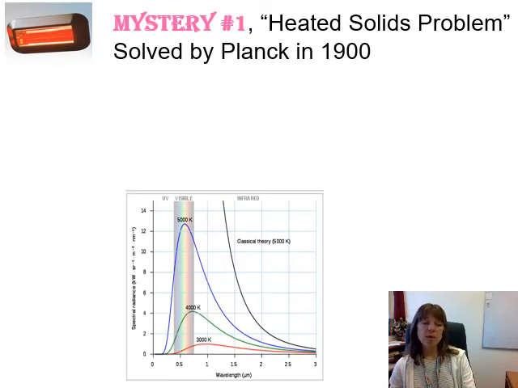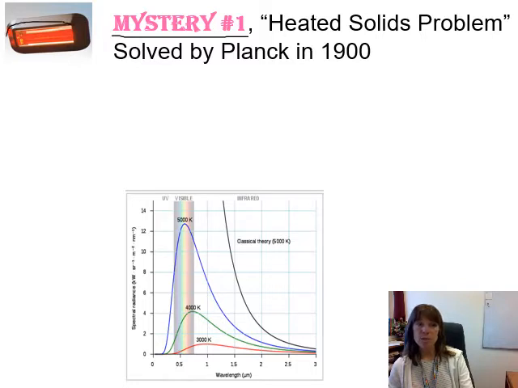So to continue on with getting a handle on quantum theory and what it means, your book puts them in kind of mysteries that were being solved in the very early 1900s. And one of them was this heated solids problem. The physicists were looking at what happens when you heat a solid up, just like a light bulb filament, light would be given off. And supposedly the German government wanted him to determine the most efficient light bulb. So he was studying light bulbs, and light bulbs, of course, are heated solids.